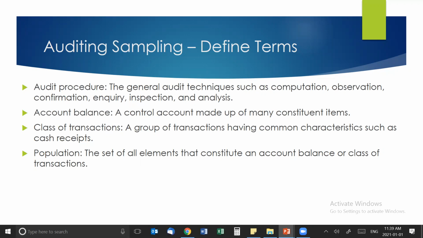Account balance is like the inventory account balance or cash account balance, revenue account balance. Classes of transactions are a group of transactions that have common characteristics, so cash receipts or cash payments. And then the population is like the total transactions that happen in an account balance.